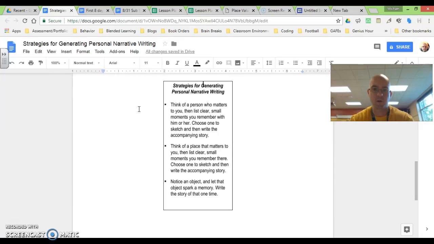Today the strategy we're going to learn is think of a place that matters to you, then list clear small moments you remember there. Choose one to sketch and then write the story. So it could be a place at school. Think of a place at school that maybe is important to you, or maybe it's a place at home. And then, like we've done with the fingers, list 3 moments, and choose one that you're going to do. So me, for instance, I could do my classroom.